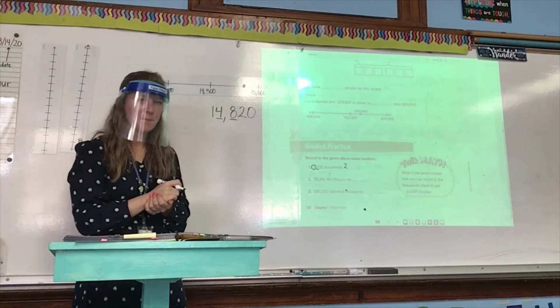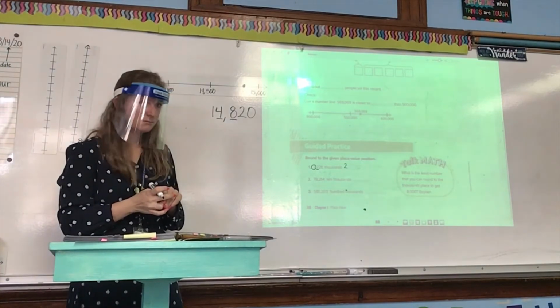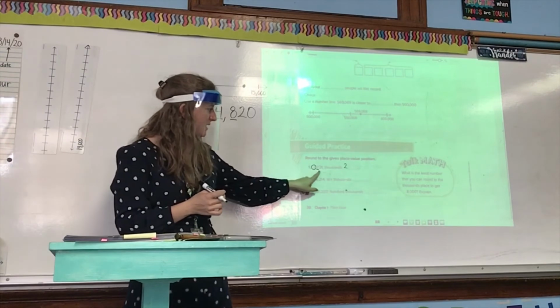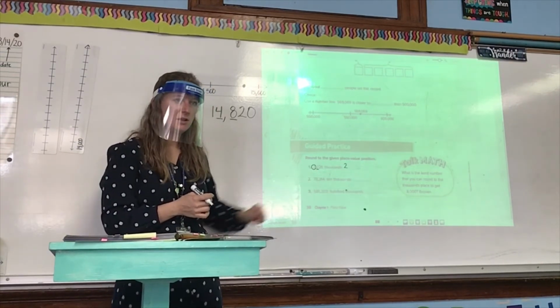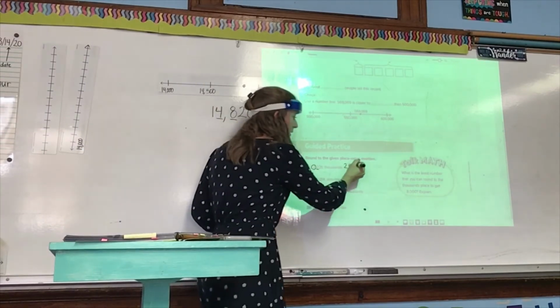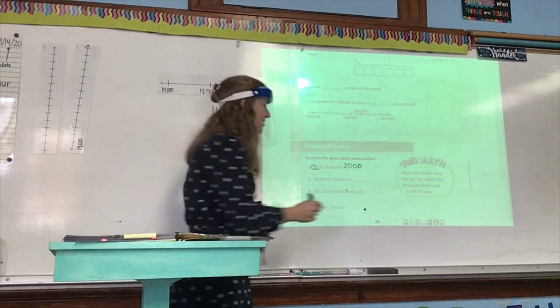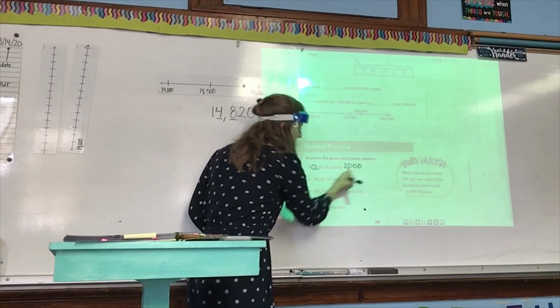Okay, step 4. Replace all digits after the circled digit with zeros. So how many digits come after this circled digit, Cullen? 3. So how many zeros are we going to have at the end? 3. 1, 2, 3. Don't forget to add your comma every 3 numbers. We have a comma.